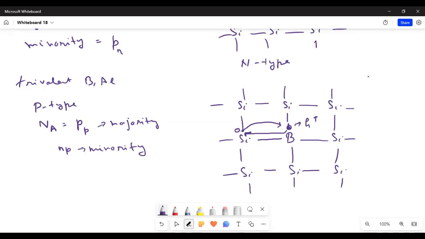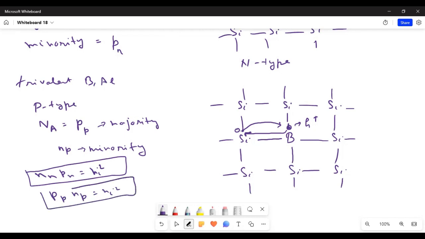Again, there is also a relationship that n on the n side times p on the n side is always equal to ni squared. These are relations that may be useful when you do it later. Also, p on the p side times n on the p side is also ni squared. This is also called the mass action law.